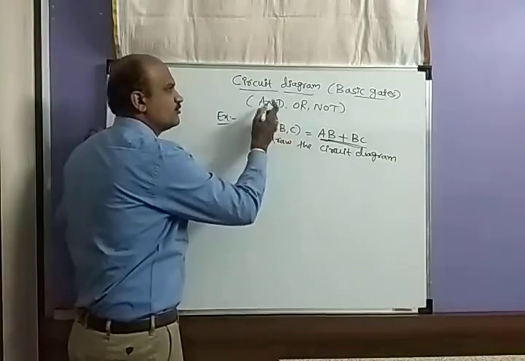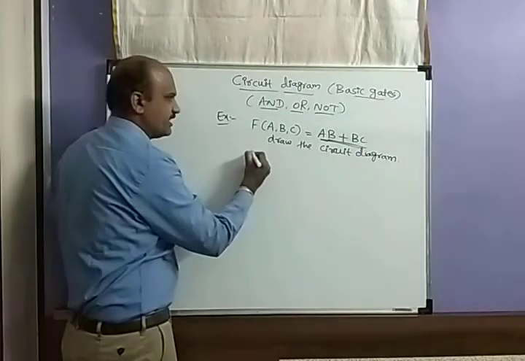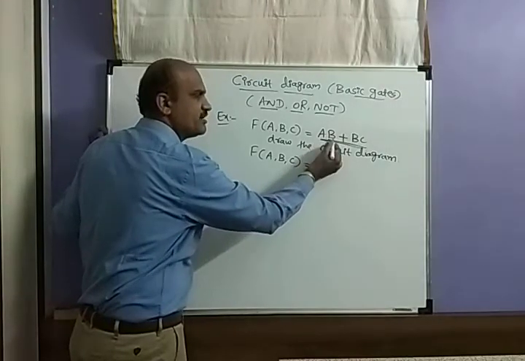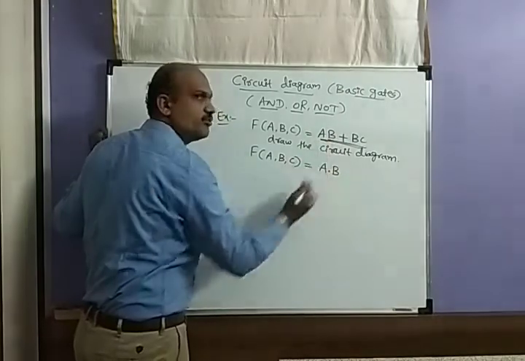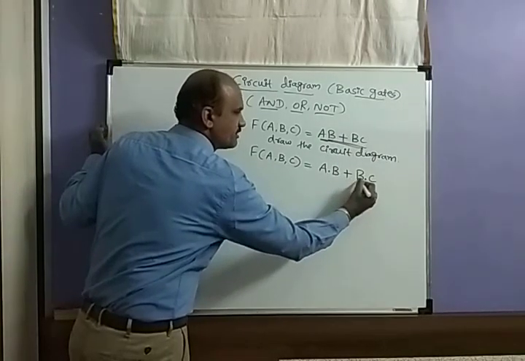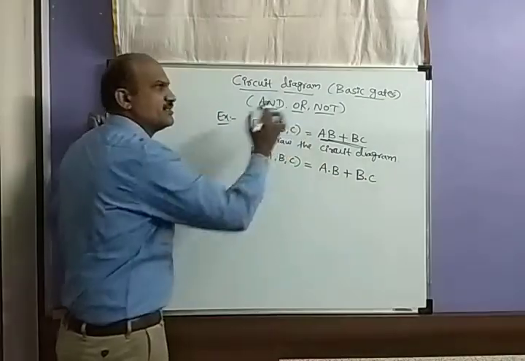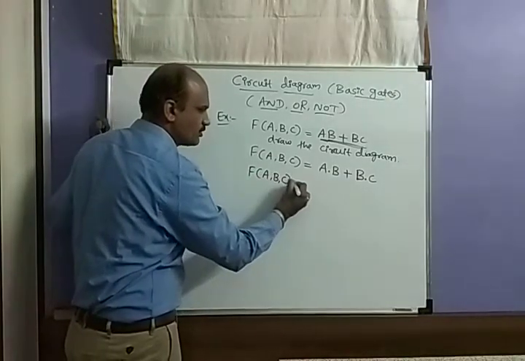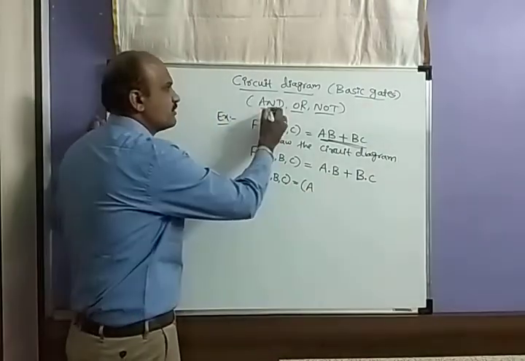So we have to use AND, OR or NOT, whichever is given in the expression. If I write f of A, comma B, comma C is equal to A into B, plus, and B into C. So how will you write this in logic gates? Into means you are using the AND gate.